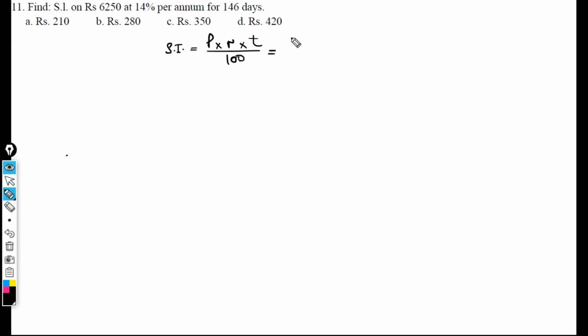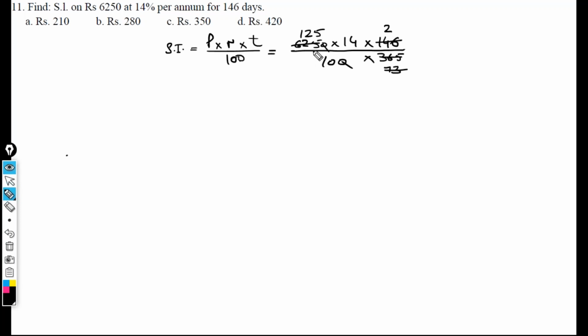Okay, guys, let's do it. So he says find simple interest on rupees 6250 at 14% rate of interest for 146 days. We just need to convert these 146 days to years. So divided by 365 into 100 is the required calculation. So as we can clearly see, 10 gets cancelled out here, right? Now we have to see what else we can cancel between these. So you can cancel 5 here, 5 into 7, 35, 5 into 3, 15, and then 5 into 125 is 625.